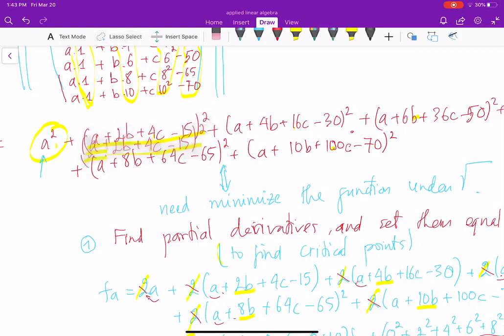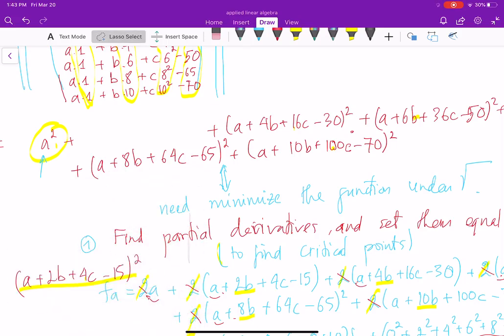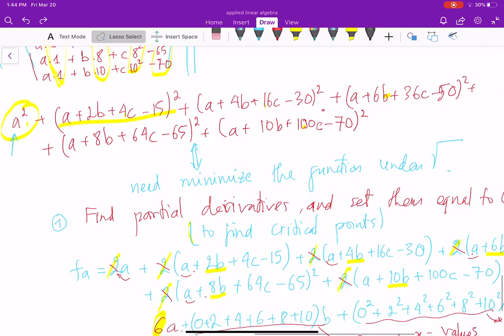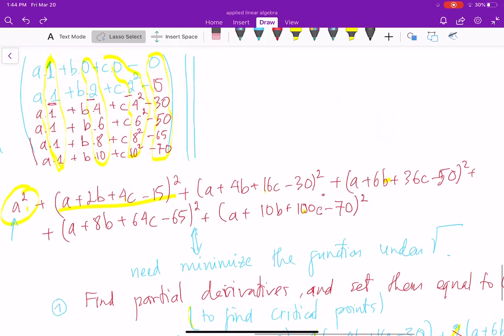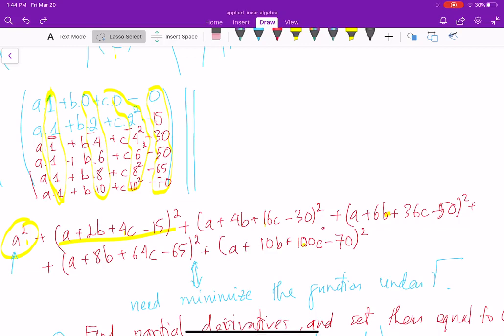I don't see copying here, but I think I can move this. Interesting. Oh no, that will just cut off the formula. Okay, so let me write in here, and then we copy to the next.